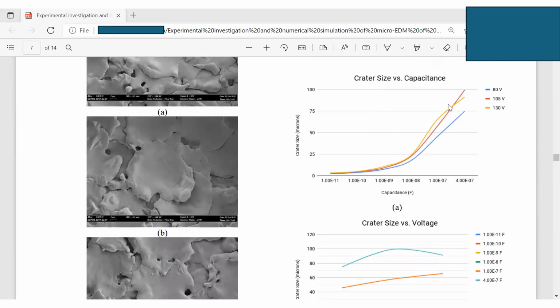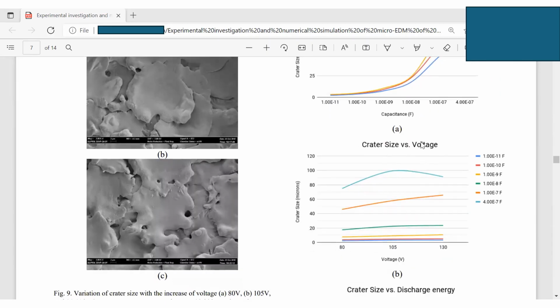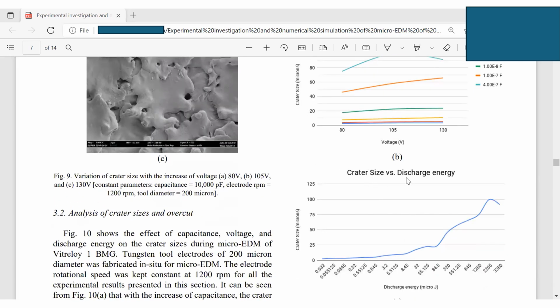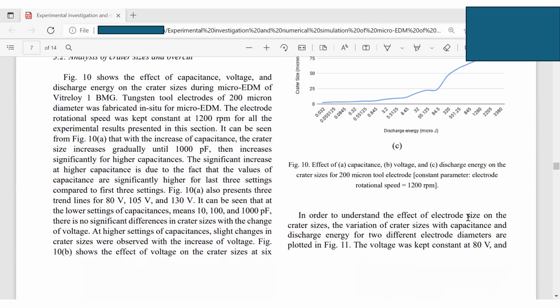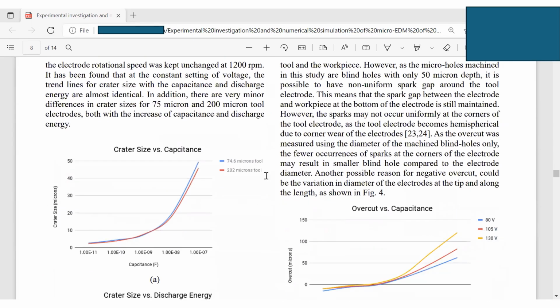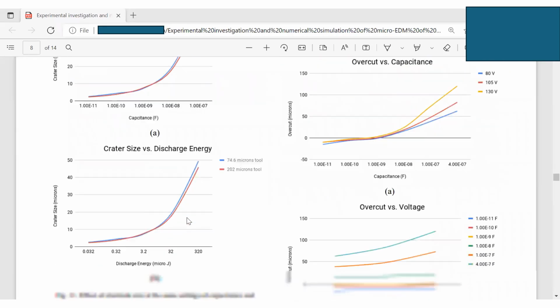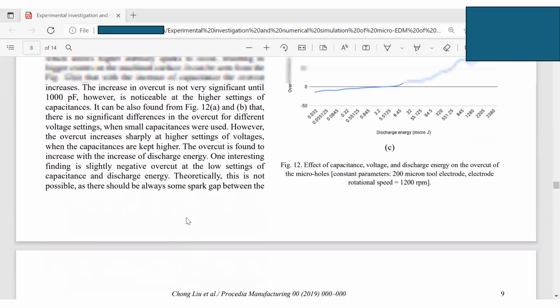Crater size versus capacitance. Capacitance is a parameter that you can control, besides voltage, you can control discharge energy. So the relationship between crater size and discharge energy is also given here. Crater size versus capacitance. Crater size versus discharge energy.